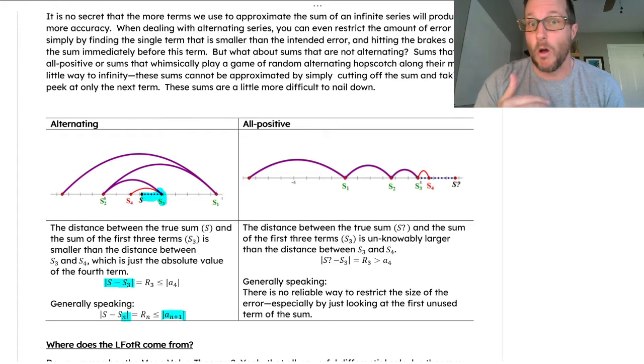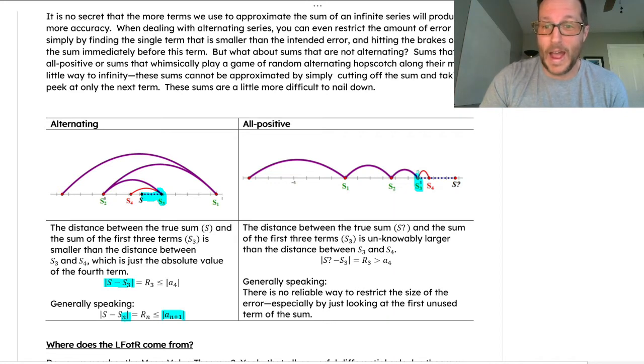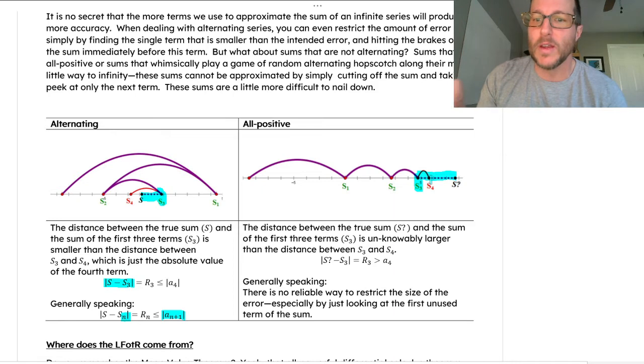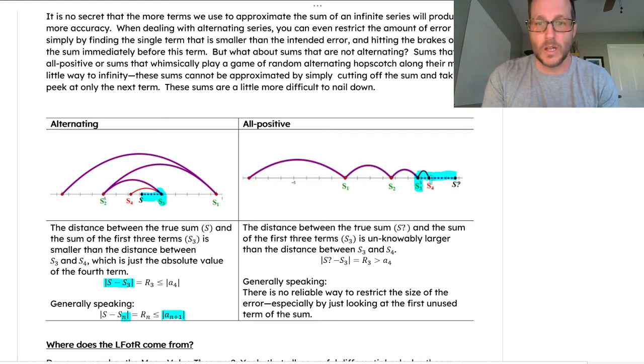So let's just take, for example, an all positive series. A series that adds terms forever, right? If I add and I add and I add and I stop adding after 3 terms, there's just no telling how far away I am from the actual sum. And certainly that very next term is not going to be enough. That very next term in the series is actually less than what that error is. So for an all positive series, there's really just no reliable way to figure out how close we are to the actual sum just by looking at the next term. You just can't do that.